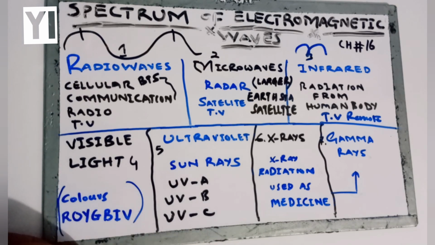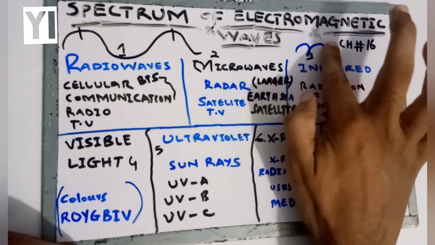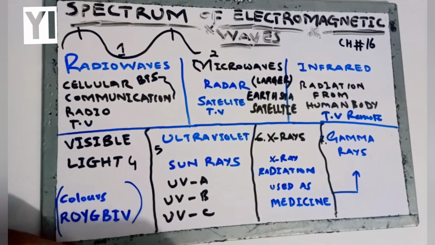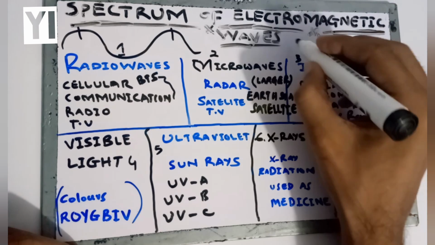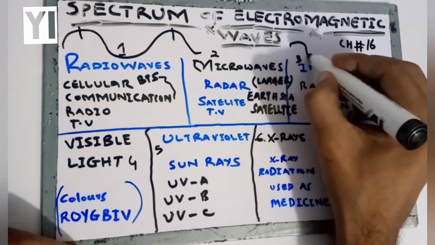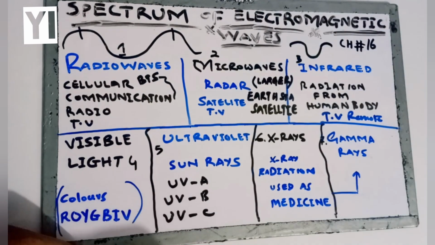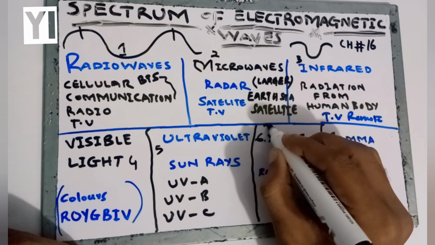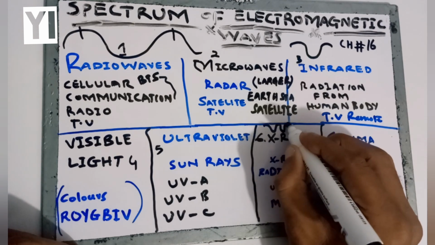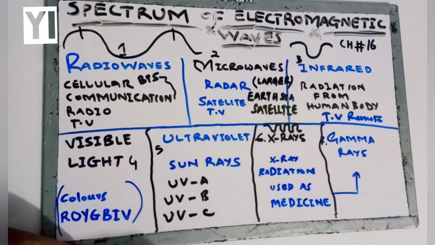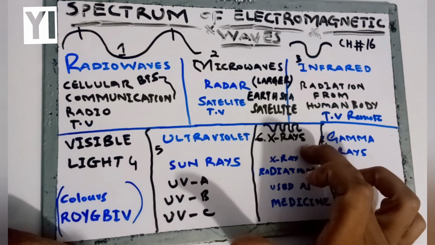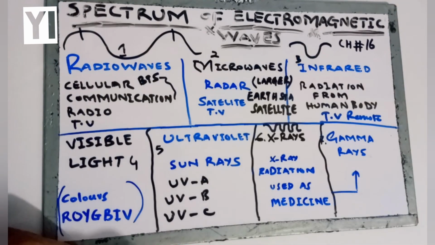Now next, we must know that as we go up, the frequency increases and the wavelength starts to shrink. As we move ahead, the wavelength keeps shrinking. Now in X-rays the wavelength will shrink, and this has a higher frequency than all the previous five.